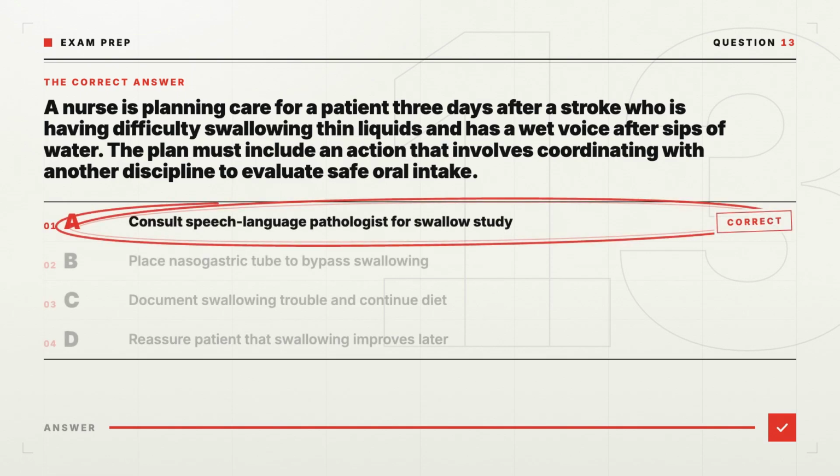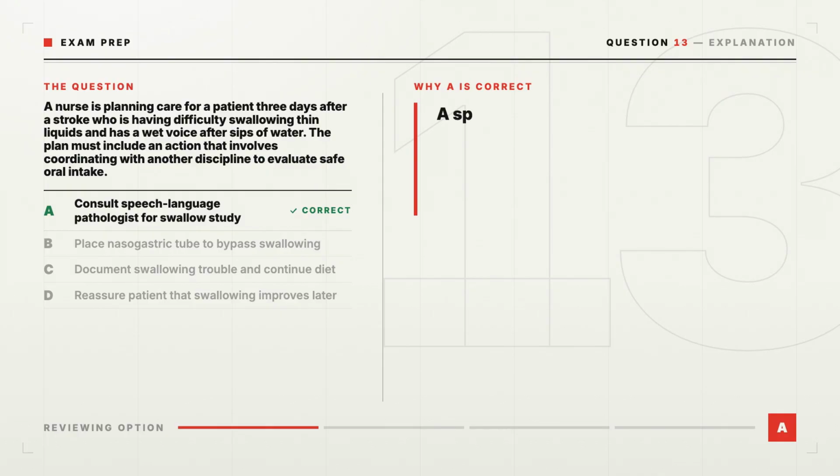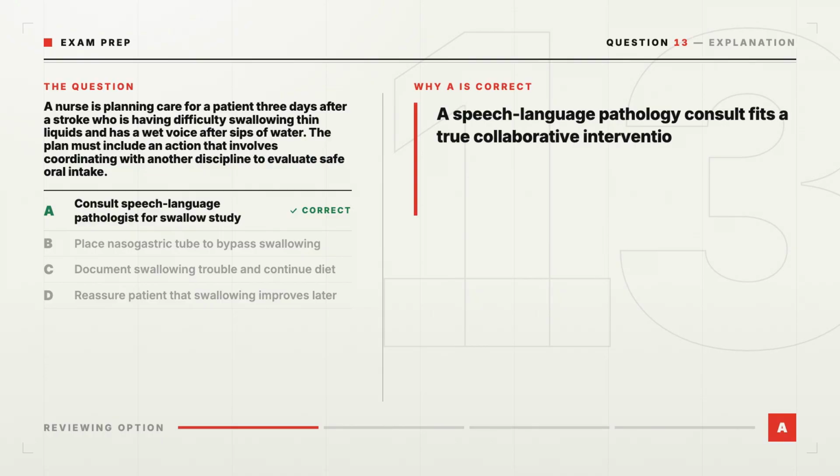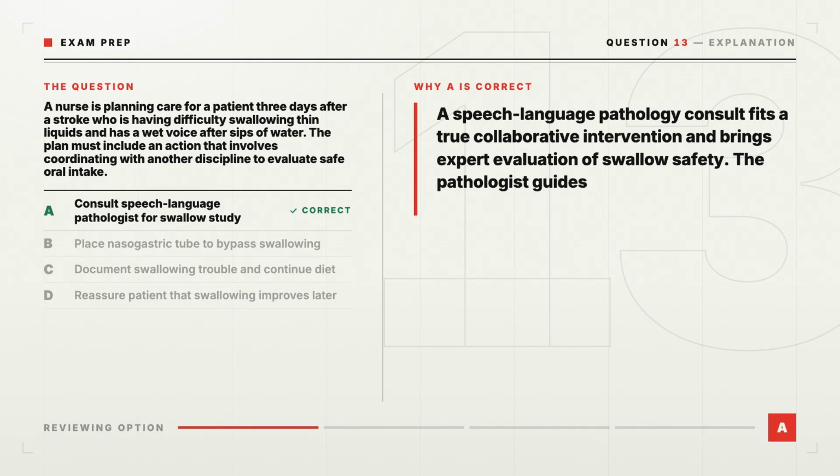The correct answer is A. Consult speech-language pathologist for swallow study. A is correct because a speech-language pathology consult fits a true collaborative intervention and brings expert evaluation of swallow safety. The pathologist guides diet, texture, and feeding strategies that prevent aspiration in the recovering stroke patient.